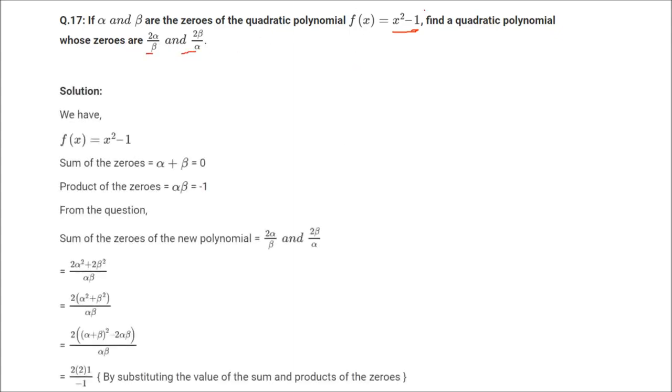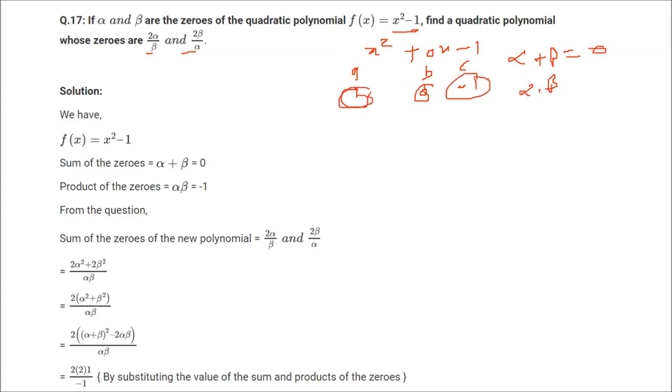Alpha and beta are the zeros of the quadratic polynomial, this one. Find a quadratic polynomial whose zeros are this one, right? Here, let us write it like this: x square plus 0x minus 1. So a is 1, b is 0, and c is minus 1. What will be alpha plus beta? Minus b by a. That is 0 by 1, that is 0. Alpha into beta will be c by a, so minus 1.